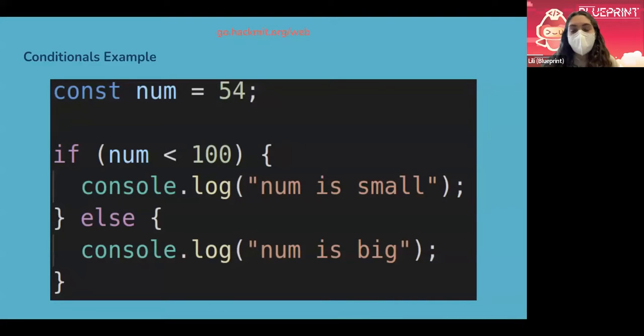We also have conditionals. The way conditionals work is it will only run a certain piece of code if a certain condition is true. So let's say number equals 54. If the number is less than 100, we will run this code. Else, we will run this code.